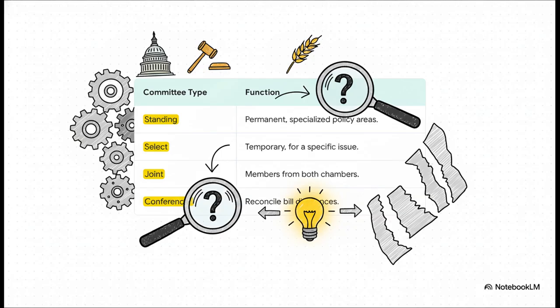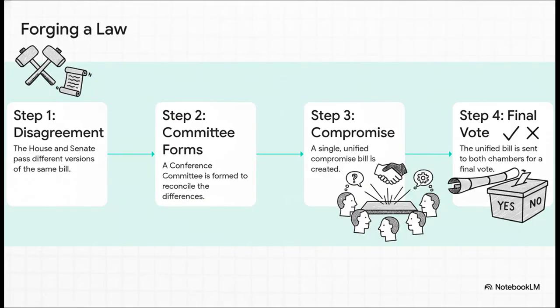But the one you really need to know about, the one that can make or break a bill, is the conference committee. Right, so this is where the real legislative sausage gets made. Imagine the House passes a bill. At the same time, the Senate passes its own version of that same bill, but with some key differences. Now what? They're at a standstill. That's when a conference committee gets created.